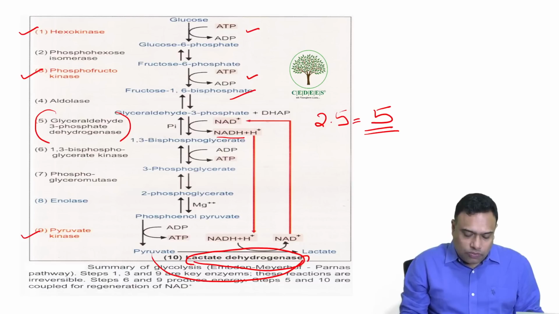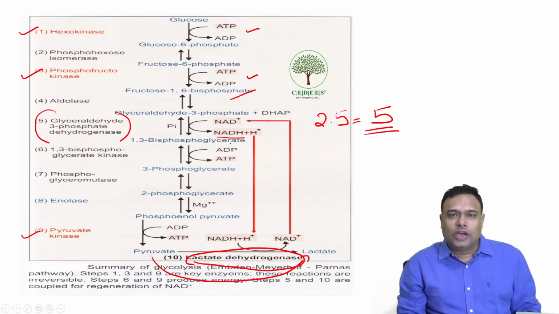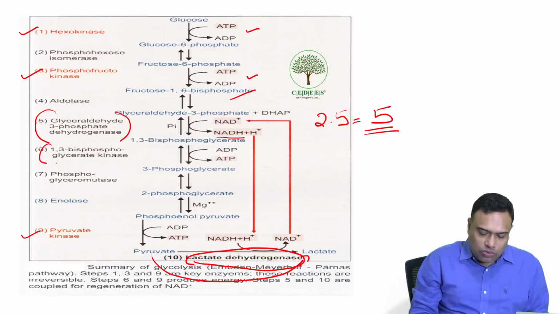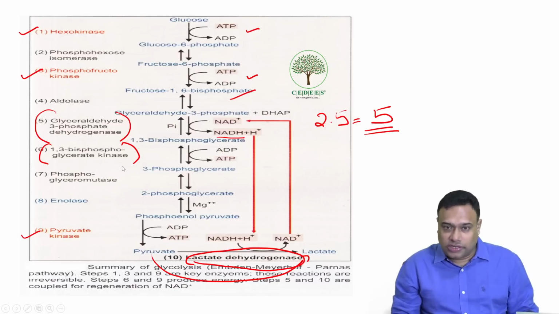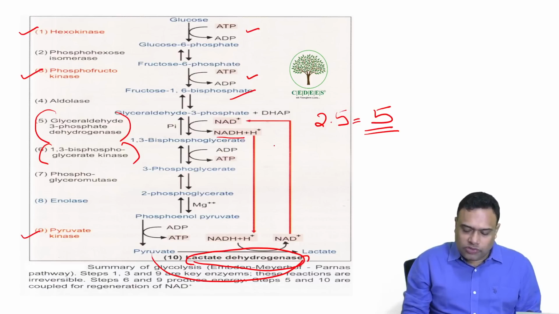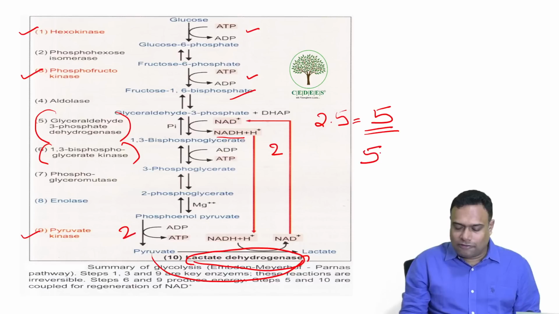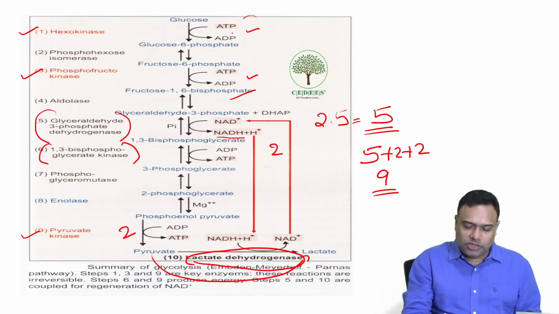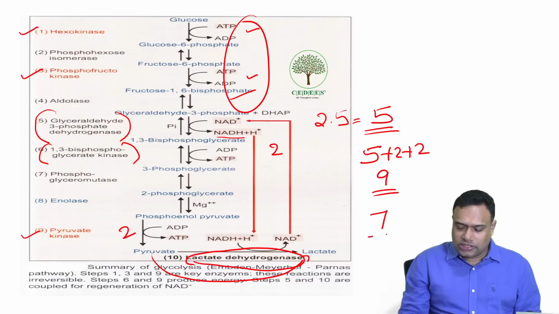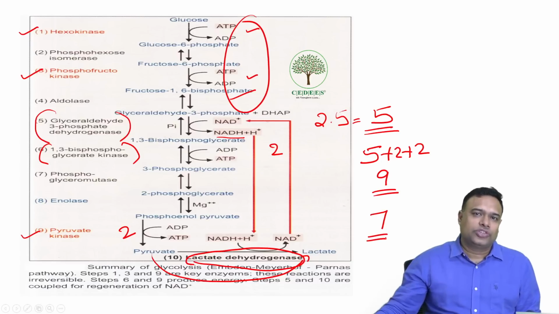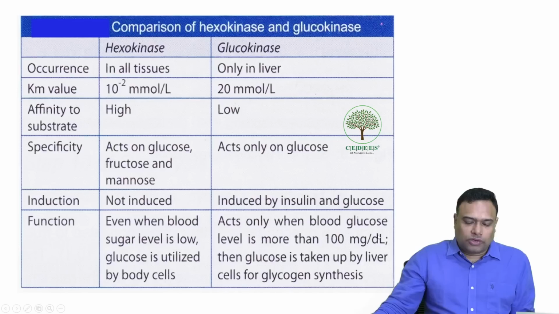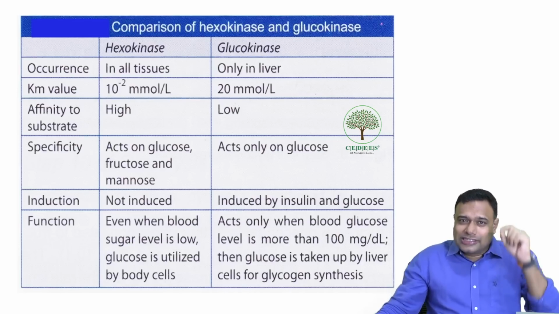Okay. Next, 1,3-bisphosphoglycerate. You have a substrate level phosphorylation, which produces 2 ATPs here. And then your pyruvate kinase, also a substrate level phosphorylation, which also produces 2 ATPs. So overall, you have 5 plus 2 plus 2, which is 9 ATPs produced and 2 ATPs which are consumed. So in glycolysis, you have a total of 7 ATPs which are formed.